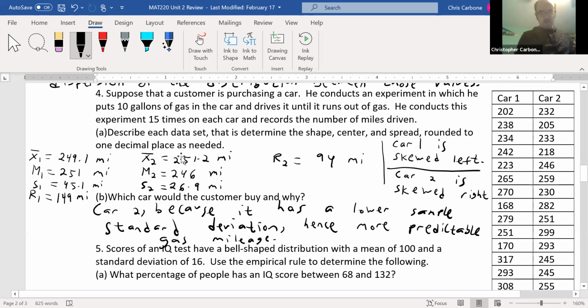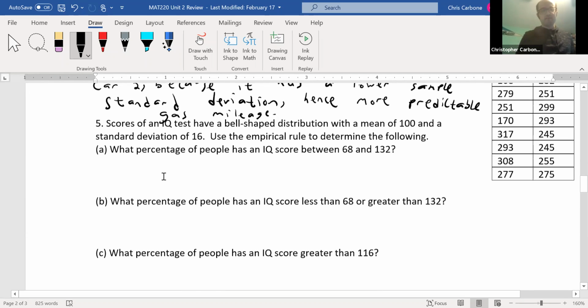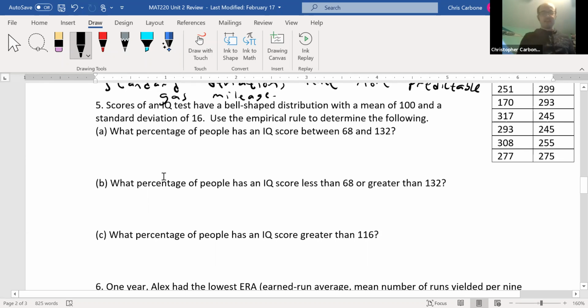So then, moving off to question number 5. We have scores of an IQ test have a bell-shaped distribution with a mean of 100 and a standard deviation of 16. Using the empirical rule, we want to determine the following. What percentage of people have an IQ score between 68 and 132?